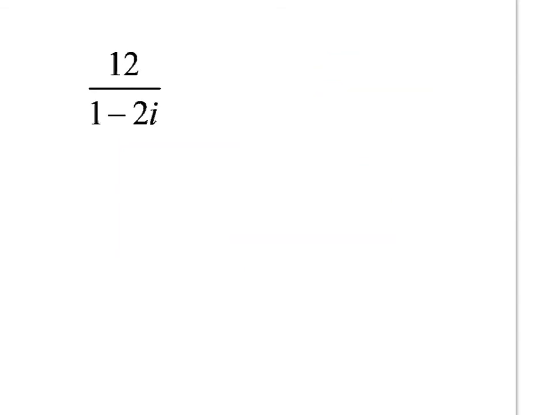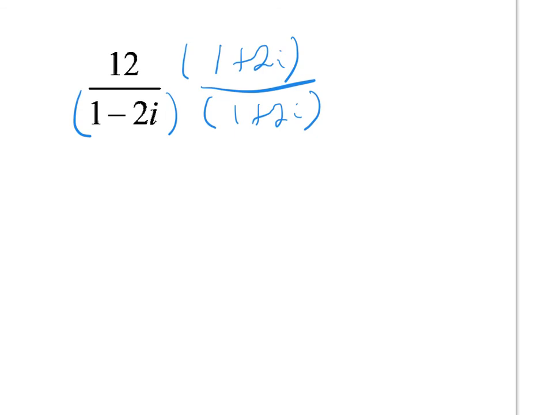12 over 1 minus 2i. This time I can't just multiply by i or by 2i. I need to multiply by the conjugate, both top and bottom. So I have 1 plus 2i, 1 plus 2i, because the conjugate of 1 minus 2i is 1 plus 2i. Up top, I'm going to have now 12 plus 24i. On the bottom, I'm going to have 1 squared.